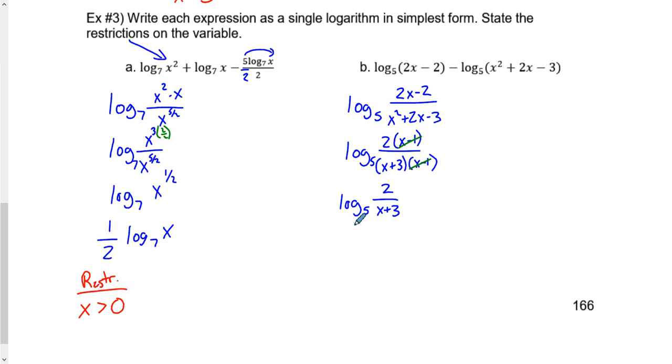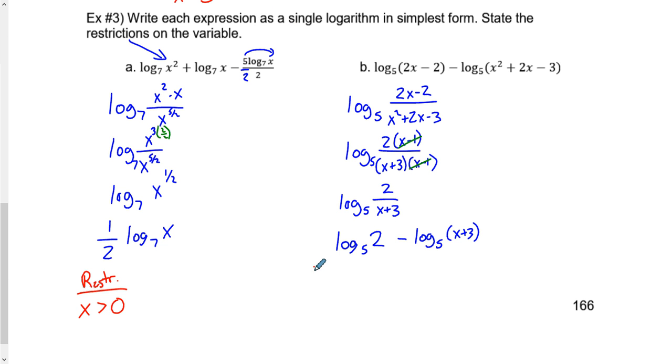Now this is all one thing. Let's see. You have to double check back of the book, back of textbook, whether this is what's recommended or whether it should be written as log base 5 of 2 subtracting log base 5 of x plus 3. So double check, see which it is.